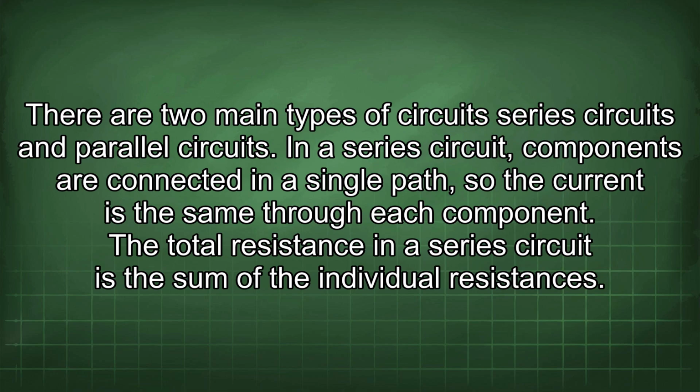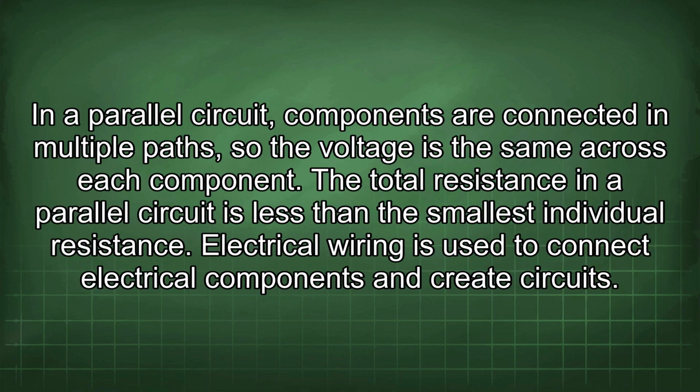There are two main types of circuits: series circuits and parallel circuits. In a series circuit, components are connected in a single path, so the current is the same through each component. The total resistance in a series circuit is the sum of the individual resistances. In a parallel circuit, components are connected in multiple paths, so the voltage is the same across each component. The total resistance in a parallel circuit is less than the smallest individual resistance.